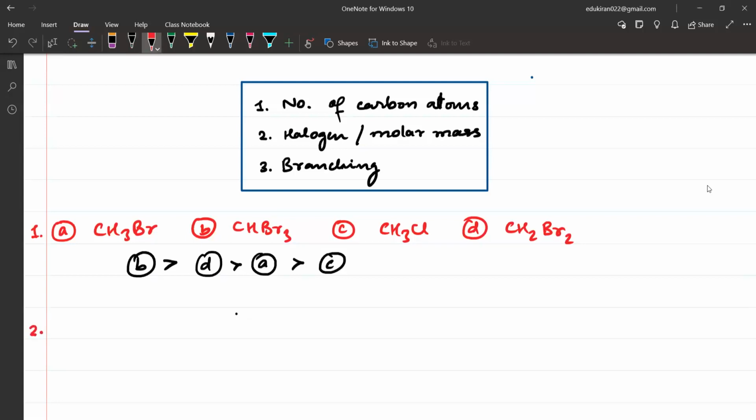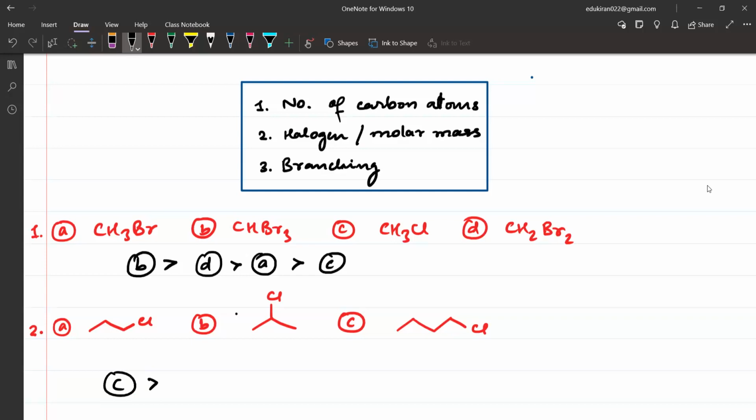Since we are not focusing on the nomenclature here, I'm just writing the structures. Next question: let us suppose A has 1, 2, 3 carbon atoms and chlorine. B structure has 1, 2, 3 carbon atoms and chlorine. And C has 1, 2, 3, 4 carbon atoms and chlorine. First of all, which one has the maximum number of carbon atoms? A, B, C. C. So C will have the highest.